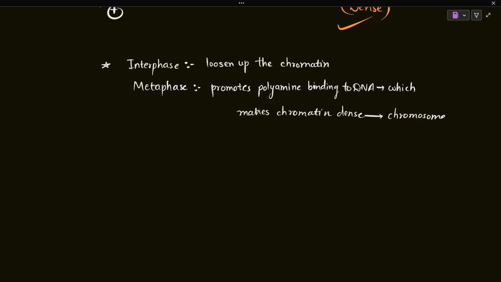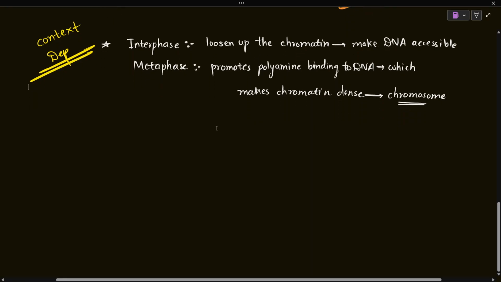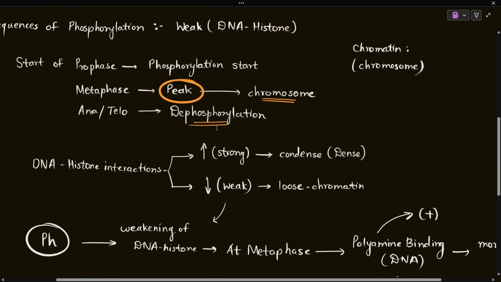Okay, so it is very context dependent. If you are talking about phosphorylation at interphase, it is going to loosen up the chromatin and make DNA more accessible. But in the metaphase context, it is going to make the chromatin highly dense, and it will result in chromosome formation. So that is why I said that phosphorylation is context dependent. I hope you will always remember this point. So yeah, this is how the phosphorylation mechanism works.